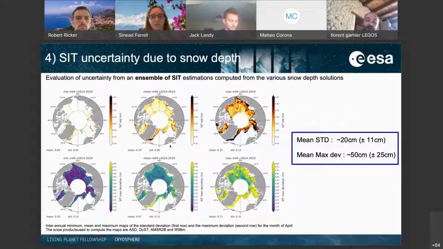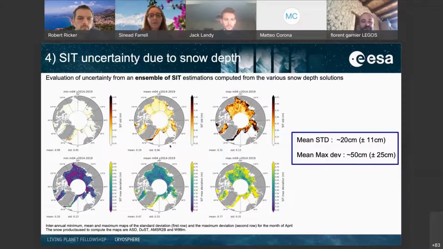From this ensemble, we then have for each month a series of snow depth maps from which we can compute statistics such as standard deviation or maximum deviation at each grid point. If we then consider, for instance, the month of April, as is the case in this figure, all the maps over the whole period, we have at each grid point a series of statistics, and this is what we show here. On the top, this is the minima, the mean, and the maxima of all the standard deviation calculated over the whole period at each grid point. And on the bottom, this is the same, but for maximum deviation.